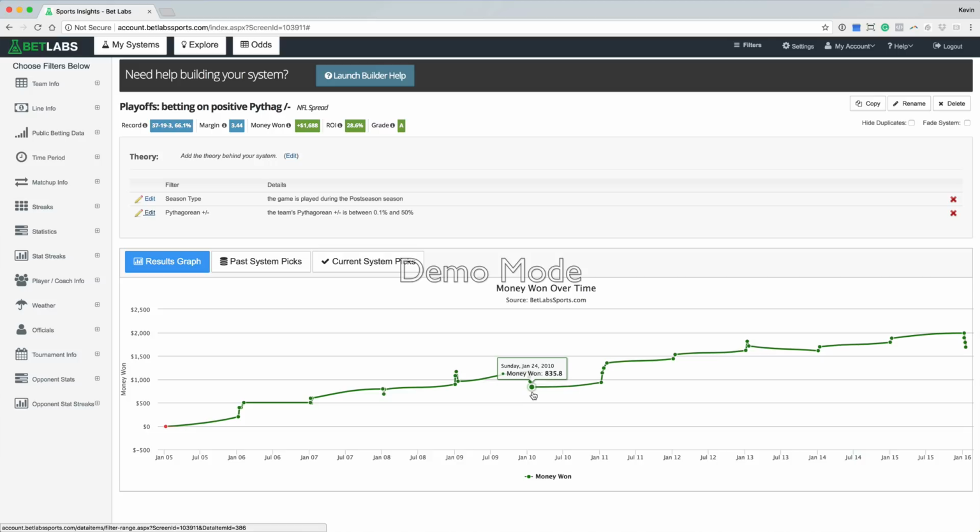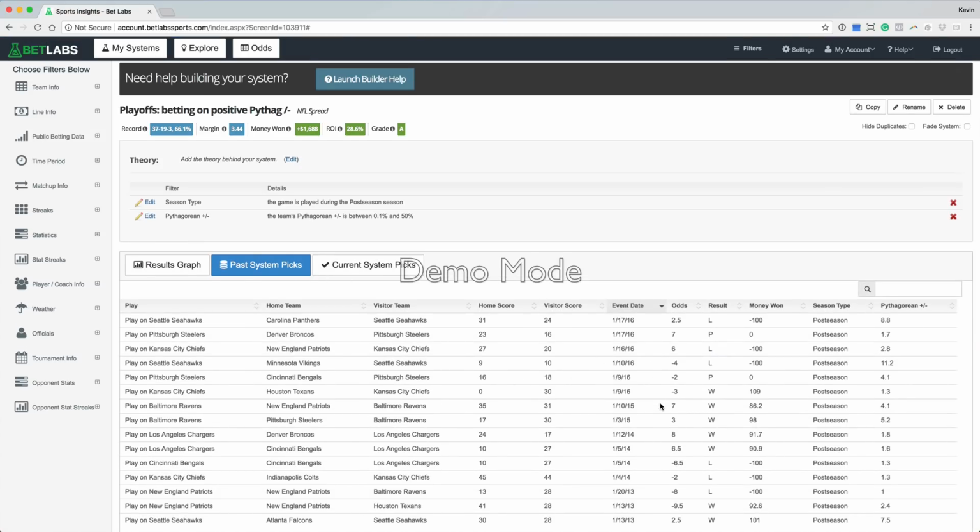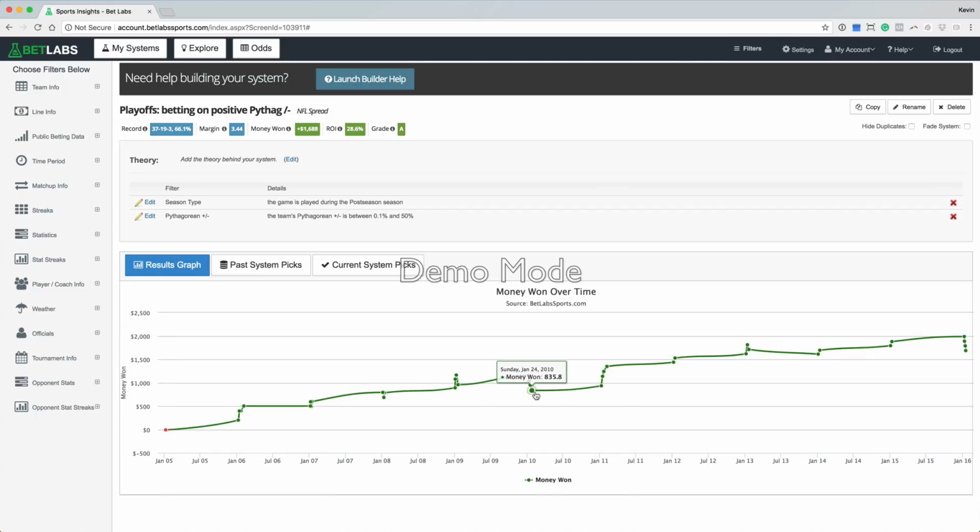I had a really bad year back in 2010 playoffs, so 2009, 2010 season, but then it jumped right back up the next year. And then you can see here it's kind of gone up. And then last year it had a pretty bad year for this system. Looking at this, 2016, it looks like it went 1-3 with a couple pushes. But then, as you saw here, after a bad year, it went back up. So hopefully this year kind of rebounds and has another good year.